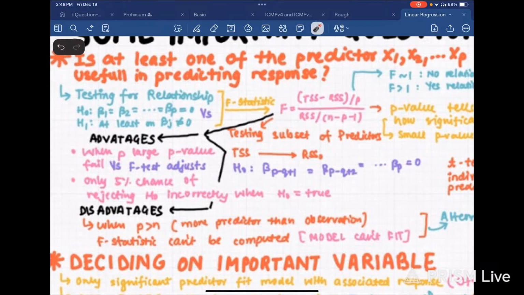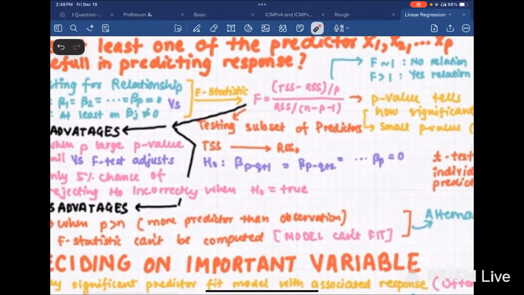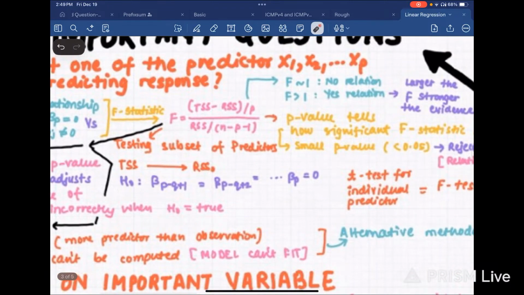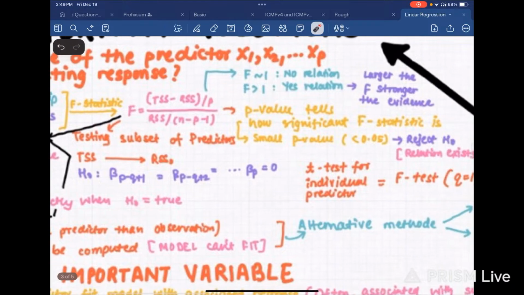The F statistic is TSS minus RSS divided by P, divided by RSS divided by n minus P minus 1. When F is approximately equal to 1, then there is no relation. If F is greater than 1, then yes, there is a relation. The larger the F, the stronger the evidence that there is a relationship.